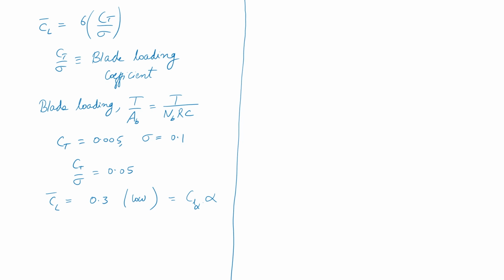0.3 divided by 5.73 is how much? How many radians, and convert that into degrees? Can somebody do it and tell me? So, CL alpha I am using 5.73. So, my alpha would be 0.3 by 5.73. Did you convert to degrees by multiplying with 180 by pi? This is in radians, multiply with 180 by pi. 3 degrees. Right. So, perfect. So, you see it is approximately 3 degrees.